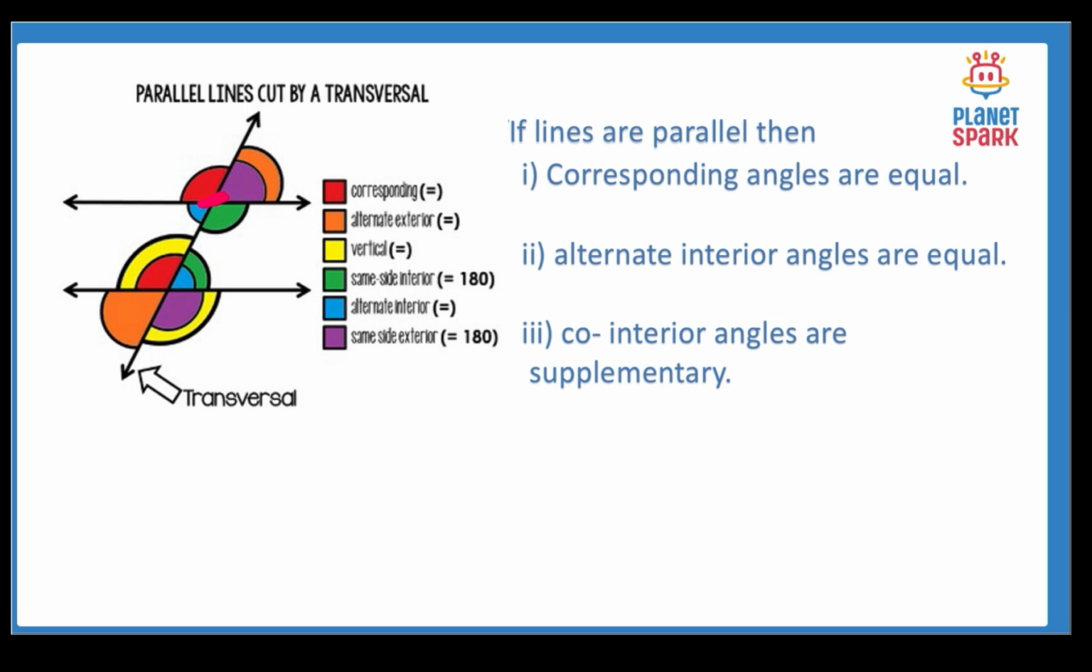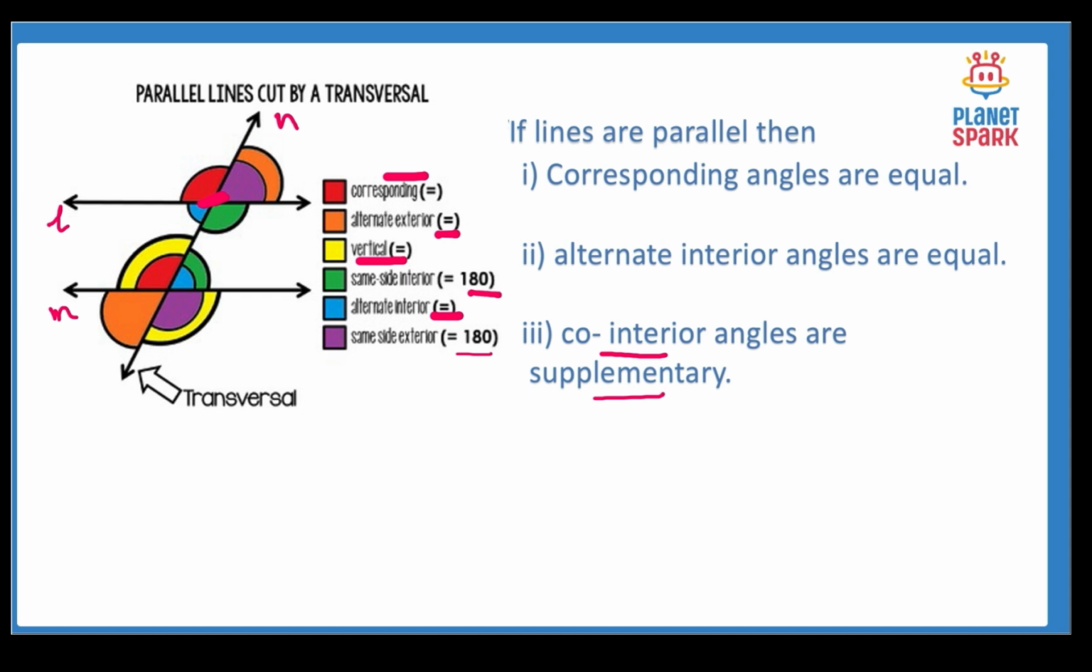If lines are parallel, then the corresponding angles are equal. If lines are parallel, then alternate interior as well as alternate exterior angles are also going to be equal. Also, angles on the same side of the transversal, whether the interior angles or the exterior angles, their sum would be 180 degrees, and vertically opposite angles formed are also equal. So let's begin with the questions.